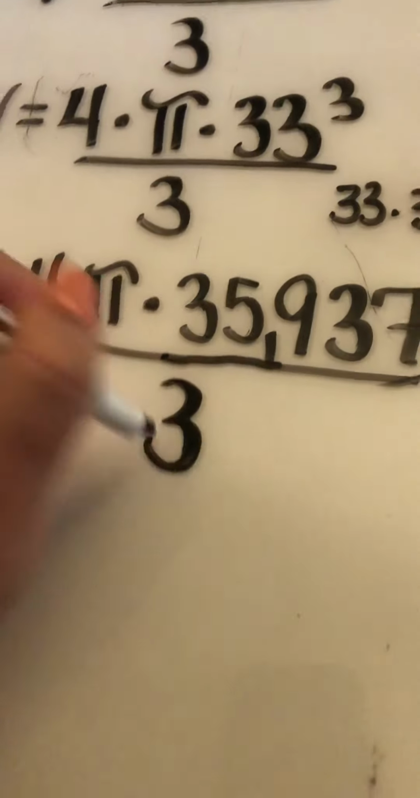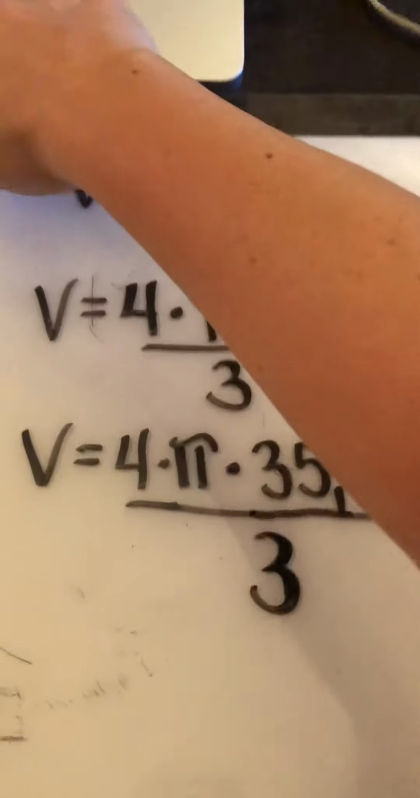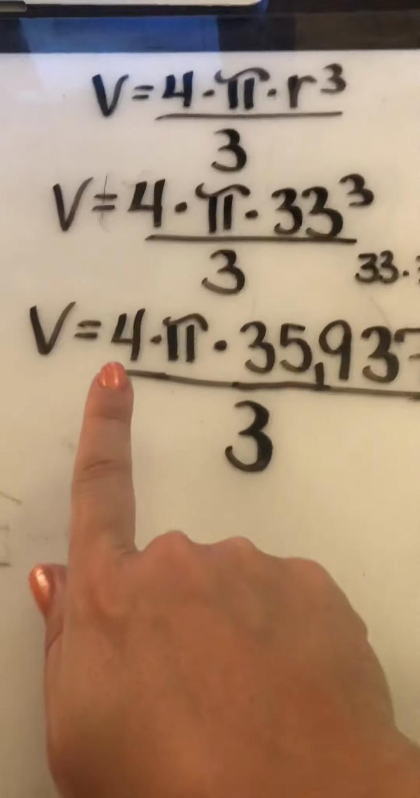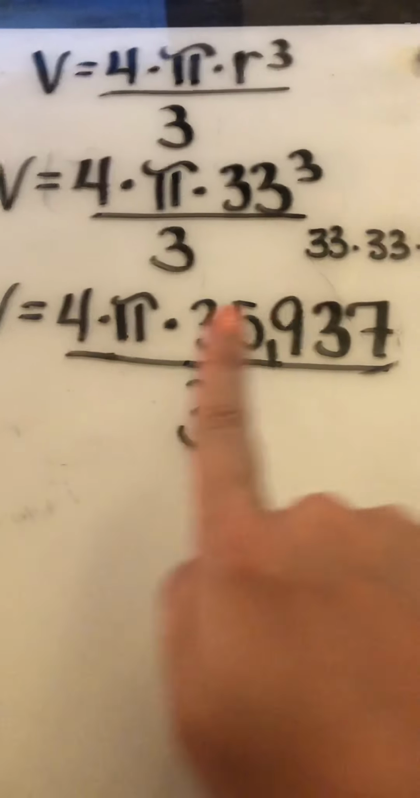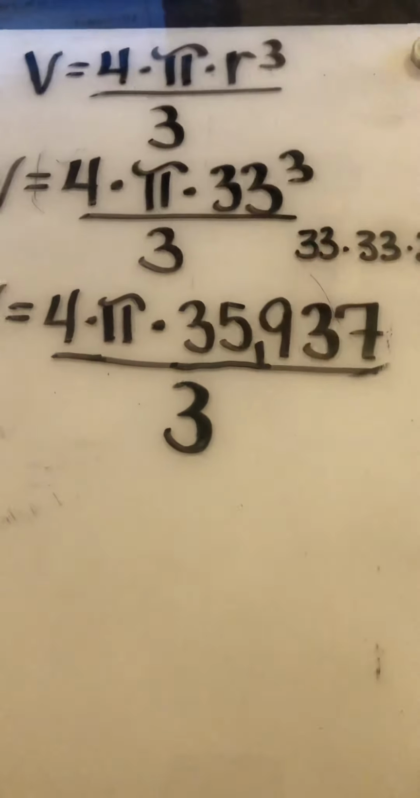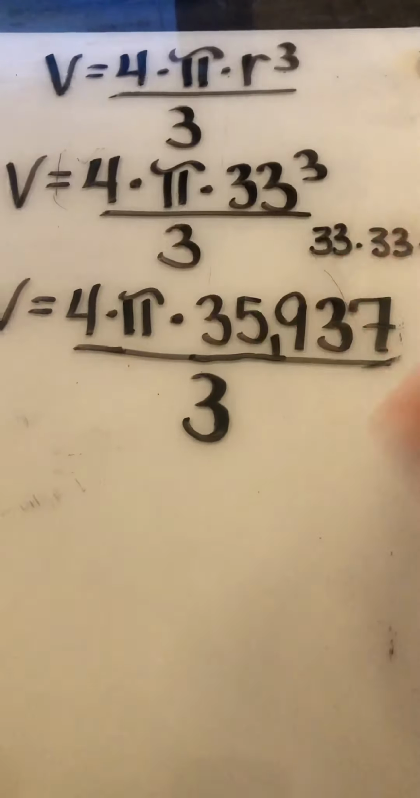Hold on. I'm thinking we're solving for the radius. I'm a day ahead. Okay, sorry. So we're looking for the volume. So we don't need to do that yet. We'll do that tomorrow. What we're going to do now is multiply 4 times the other constant, okay? And we're going to leave pi alone.